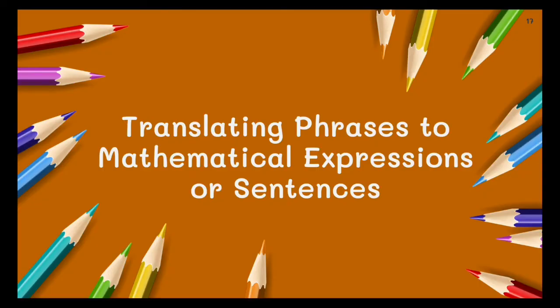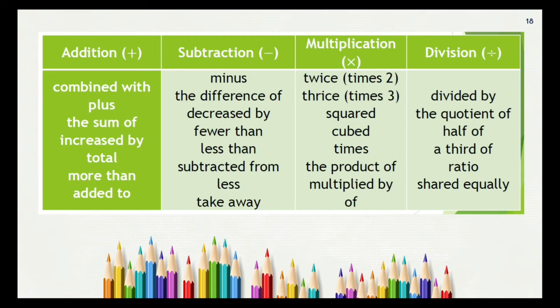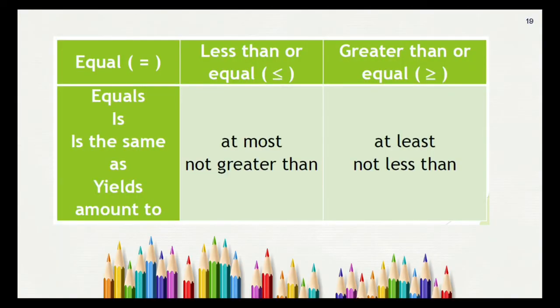Next, we have to translate phrases to mathematical expressions or sentences. Take note of these keywords for addition, subtraction, multiplication, and division. Take note of this one: less than and subtracted from. They are very special. Then we have equals, usually linking verbs. Then, less than or equal, at most, not greater than. Then, greater than or equal, at least, not less than.